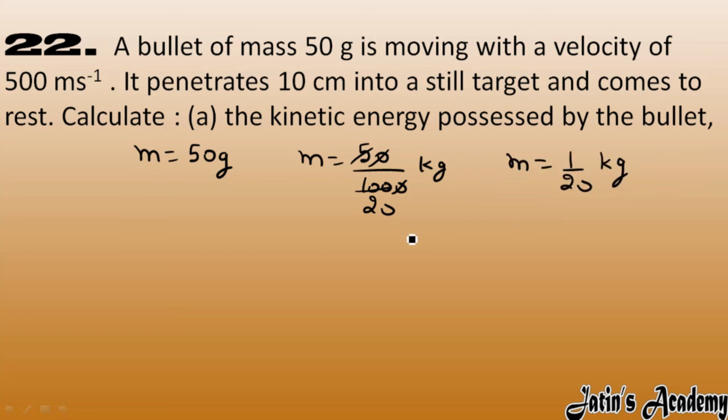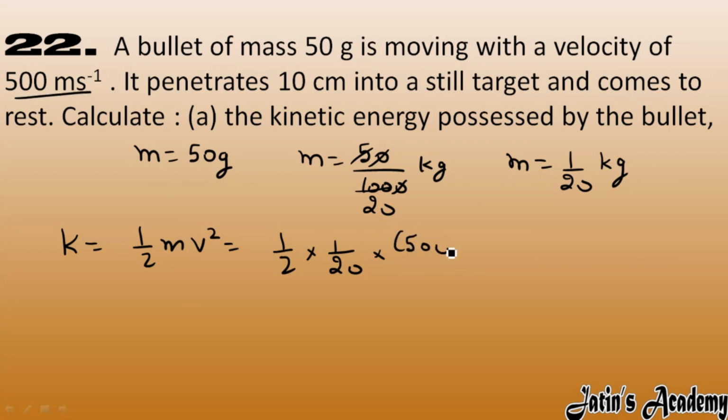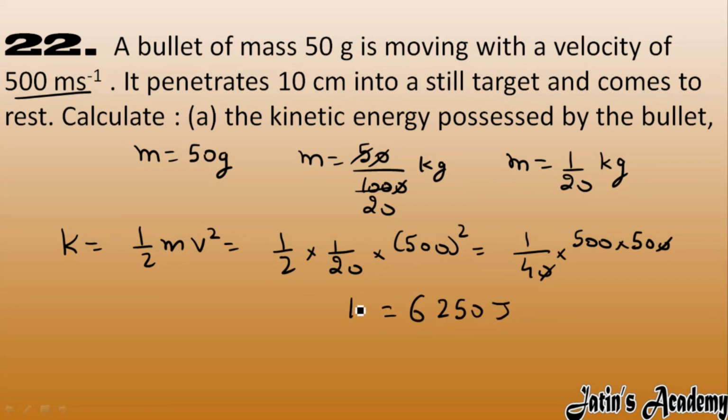Now we have to calculate the kinetic energy. The kinetic energy of the bullet is half mv square. Half, mass value is 1 by 20, and velocity is given as 500 meter per second, so 500 square. So this is 1 by 40, 500 into 500. Cancel it out and multiply this. So we get 500 into 50 divided by 4, which is 6250 joule. So the initial kinetic energy of the bullet is 6250 joule.